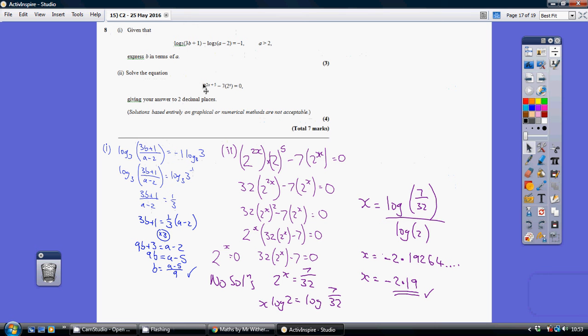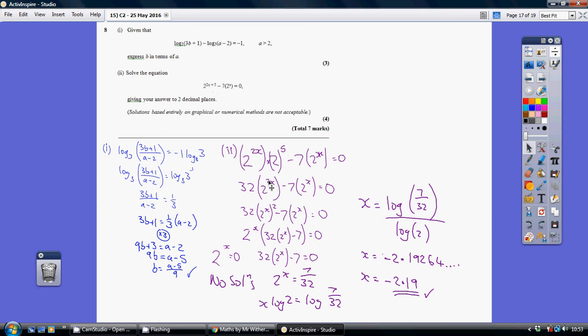Now for part 2, we just really need to rearrange this. We can break down the power: 2 to the 2x plus 5 is the same as 2 to the 2x multiplied by 2 to the 5. Looking at that the other way around, remember when you multiply we add the powers, so this times this does equal what we've got here. Now 2 to the power of 5 is 32, so we've got 32 times 2 to the x minus 7 times 2 to the x equals 0.